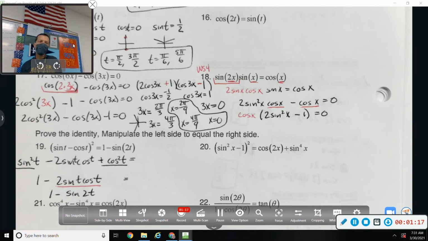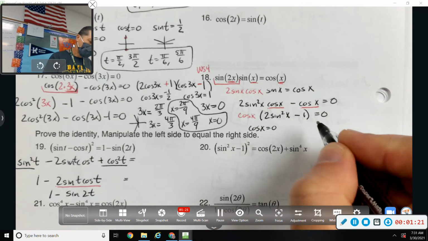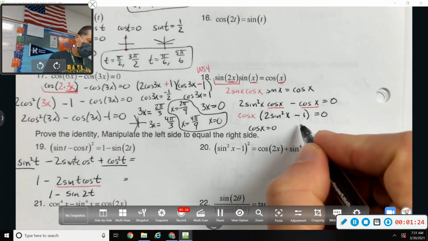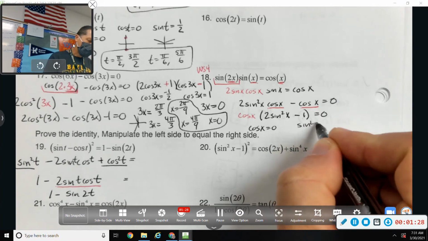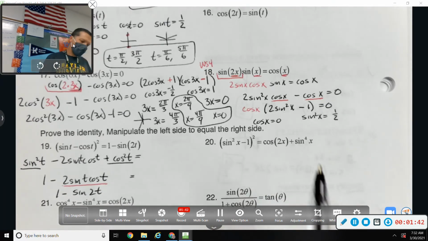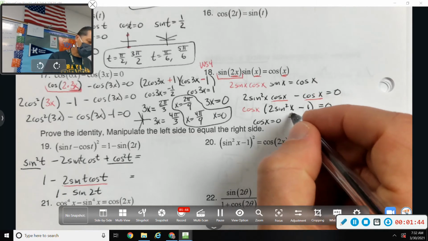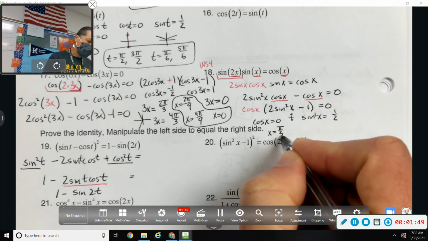Set each factor equal to 0. So cosine of x equals 0. And how much do I want to do at once here? Sine squared x equals 1/2. So set it equal to 0, add the 1 over, divide by 2, 3 steps at once. Hopefully not too bad. So this one I'm ready to answer. Cosine is 0 at the top and bottom, so pi over 2 and 3 pi over 2.